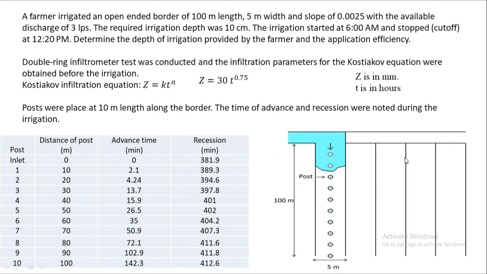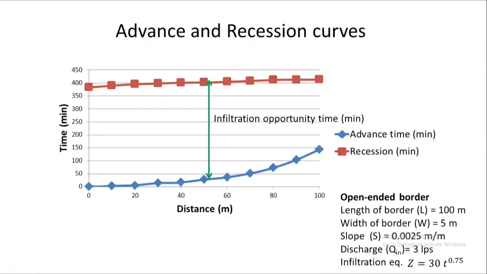Now we can obtain infiltration opportunity time using recession time and advance time. This is the advance curve, and this is the recession curve, and the difference between them gives us the infiltration opportunity time. It is equal to recession time minus advance time.